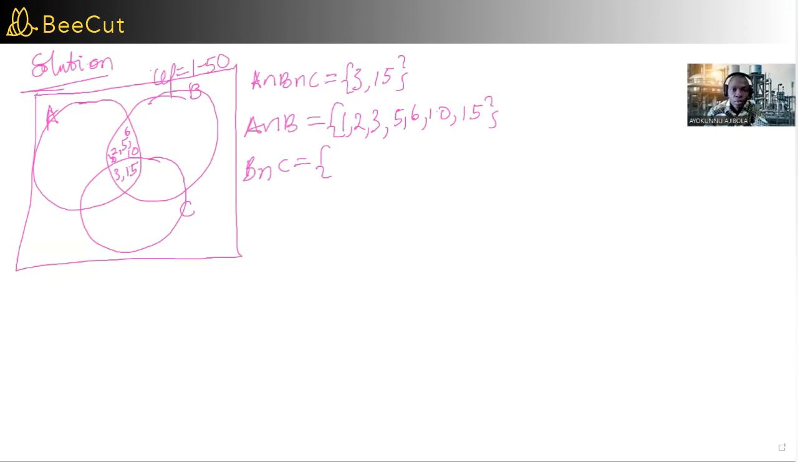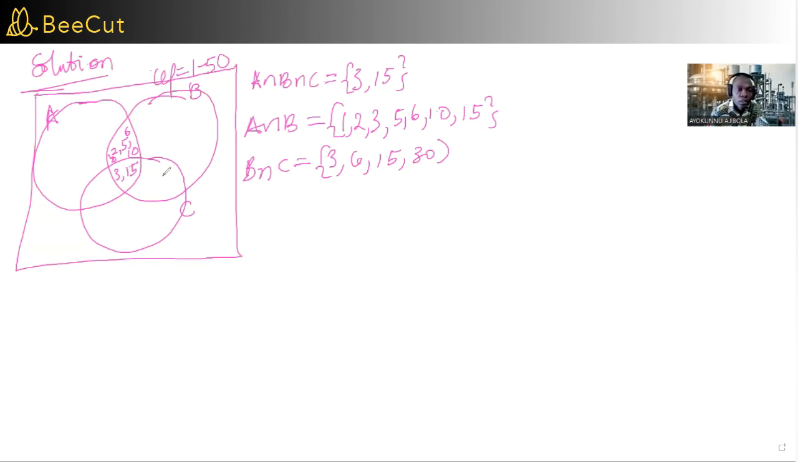So 3, 15, and 30 are multiples of 3, and they are also factors of 30. Okay, I can see 6 also. So 3, 6, 15, and 30 are factors of 30, and they are also multiples of 3. But you will observe that we've already picked 3 and 15, so it remains only 6 and 30.